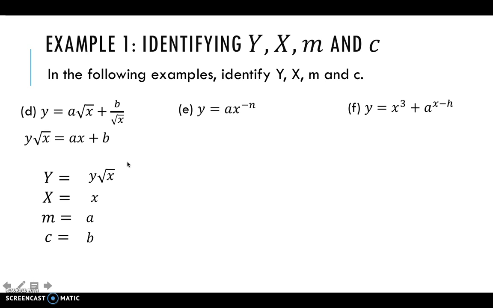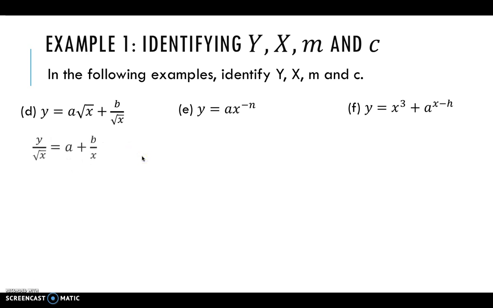Now, is there another alternative to this solution? I want you to think about it. There's actually another alternative, and the other alternative is to divide both sides by square root x. So y over square root x will just give me y over square root x. a square root x divided by square root x will just give me a. This is the tricky part. b over square root x divided by square root x, you realize it's just times 1 over square root x. So that will give me b over x.